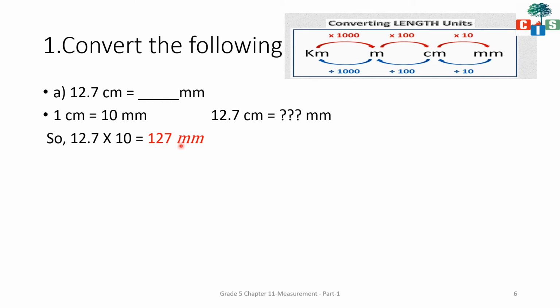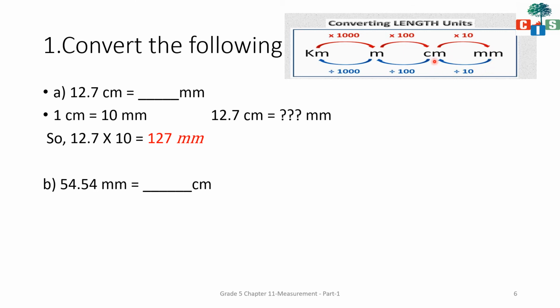So 12.7 centimeter is 127 mm. Okay scholars, now one more sum we will see of question number 1, that is 54.54 mm equal to how many centimeter? Here we can see that we have to convert a smaller unit to a bigger unit, because mm is the smaller unit and centimeter is the bigger unit. So here we have to convert mm to centimeter.